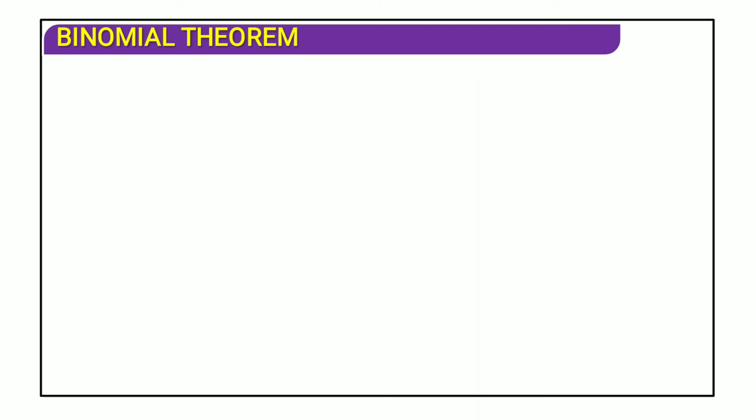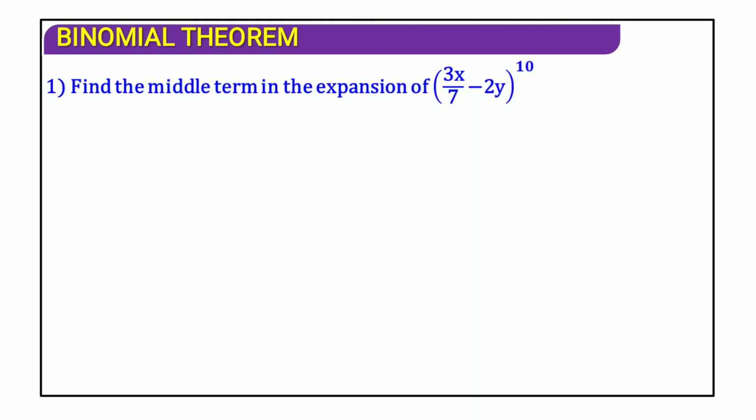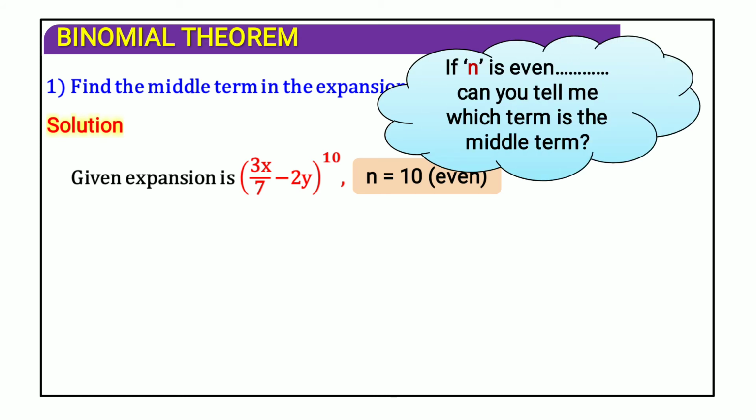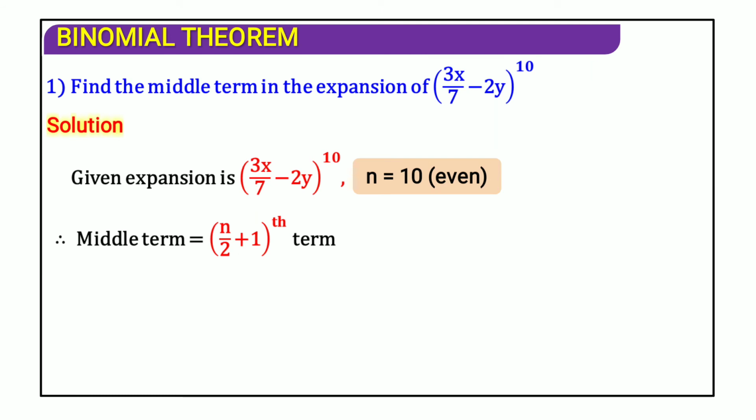Next, find the middle term in the expansion (3x/7 - 2y)^10. See, in this particular expansion, n is 10, so the number of terms is 11. Since n equal to 10 is even, the number of terms is obviously odd. I already told you the number of terms is odd. The middle term is the (n/2 + 1)th term.